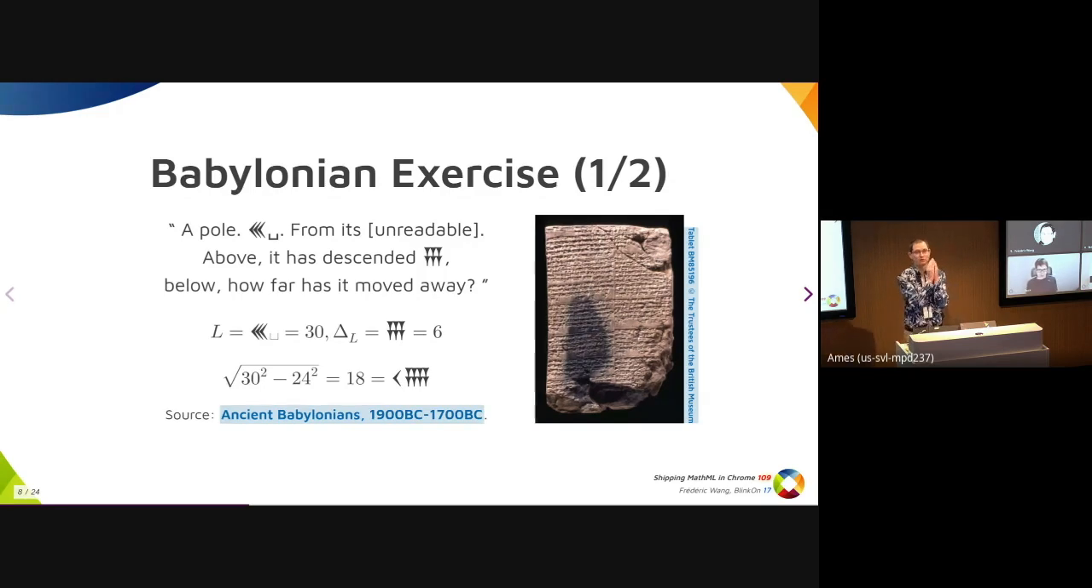A pole of a certain length L is placed against a wall. Then its top end is shifted down by a certain amount, delta L. And the question is how far the bottom end of the pole has moved away from the wall. Again, this Babylonian problem is explained using only text, even uniform text, and it's also given the solution.